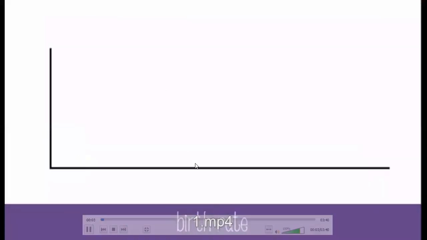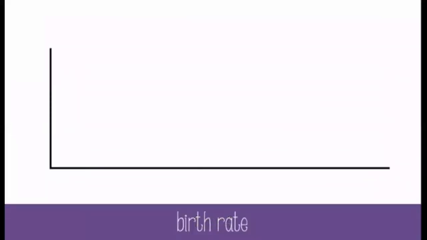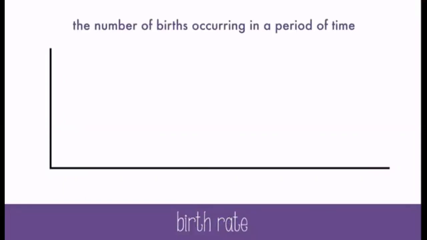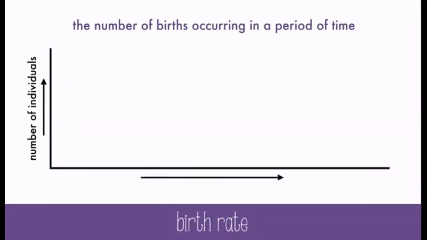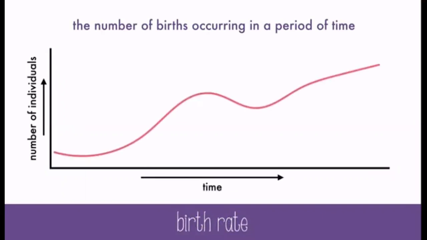Populations will grow and shrink over time for many reasons. One of those is the birth rate, which is the number of births occurring in a period of time. In this graph, with number of individuals on the side and time on the bottom, the overall birth rate is increasing, which means the population is likely also increasing.